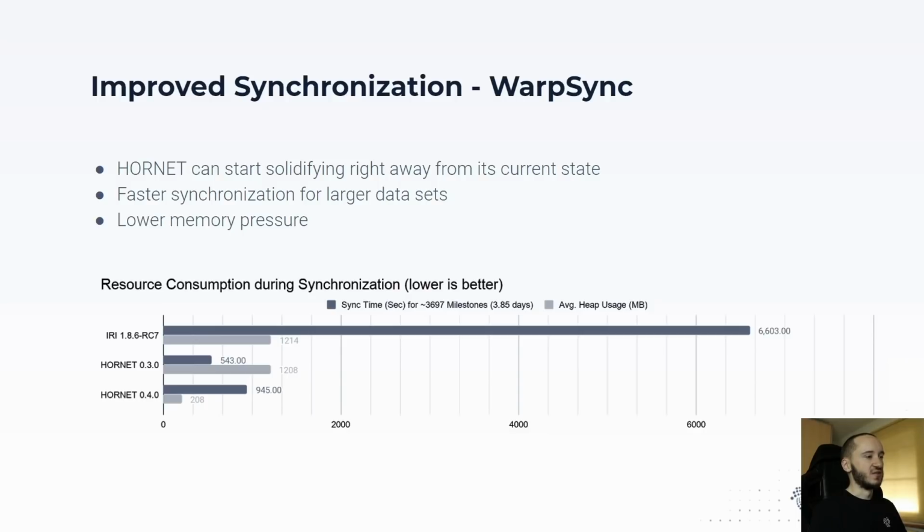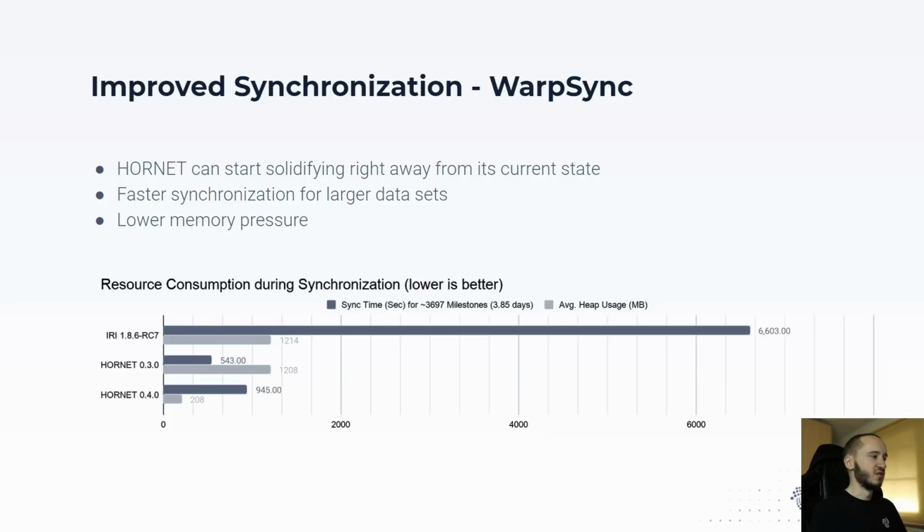And what this allows it to do is to solidify quicker, which in turn makes the synchronization overall faster. And if you compare it to the old approach, basically the larger the data set is, the faster warp synchronization will be in comparison. And due to the fact that you don't have to walk from the present to the past first, this also uses less CPU and has less memory pressure.